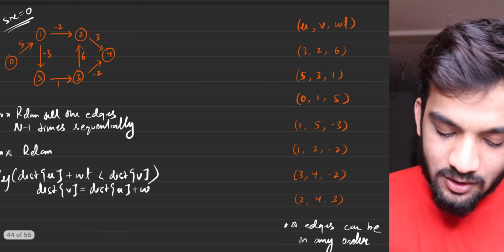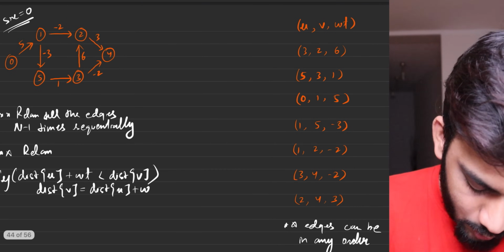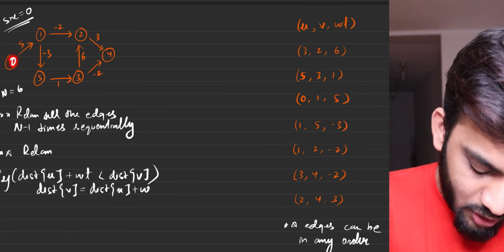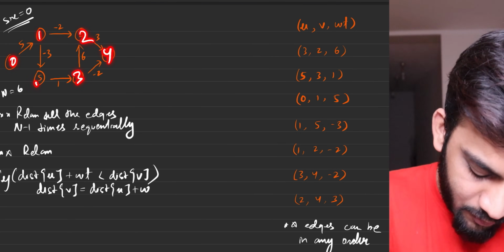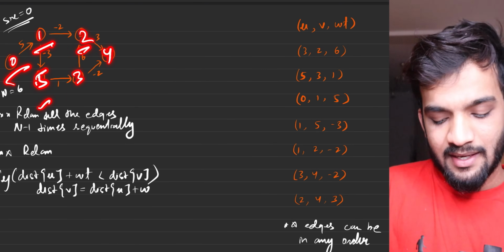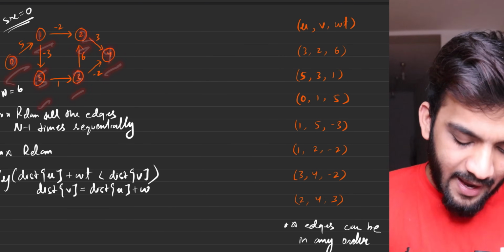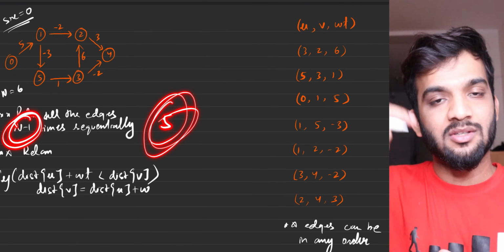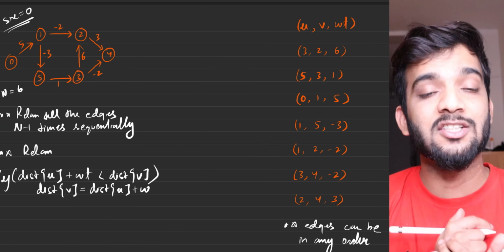What do you mean by n minus 1 times? If you go over here and look, the n over here is 6 because there are 0, 1, 2, 3, 4, 5, zero-based indexing nodes. So thereby n is 6. So you have to relax it for 5 times. 5 iterations of relaxations have to be done.